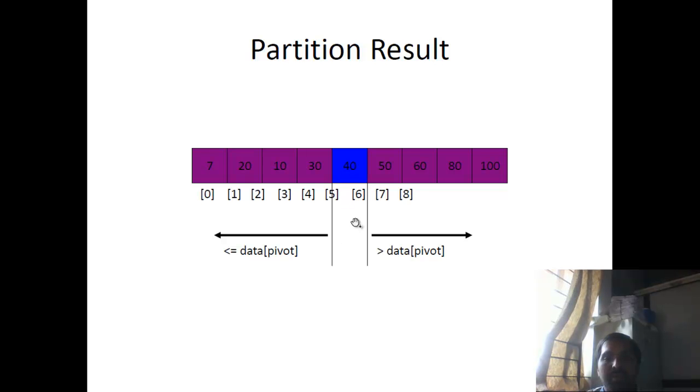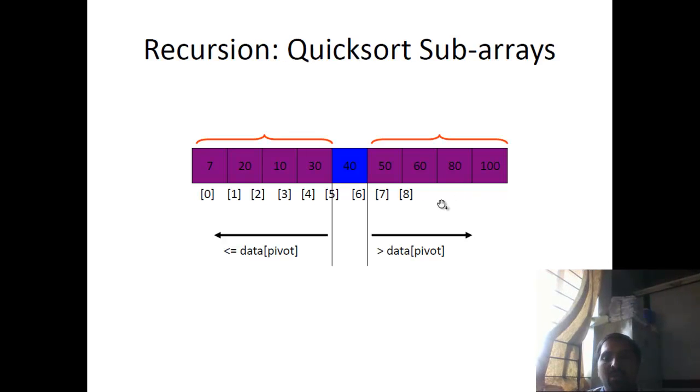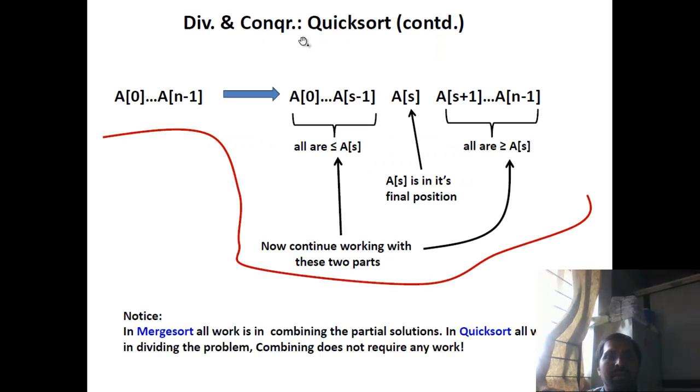So now the pivot element position is fixed, and the left side has the smaller elements and the right side has the larger elements. On the left side subarray again you can apply the same procedure to sort the elements based on the pivot element, and the right side also you can apply the same procedure based on the pivot element. So here, quick sort on subarrays. So divide and conquer quick sort.